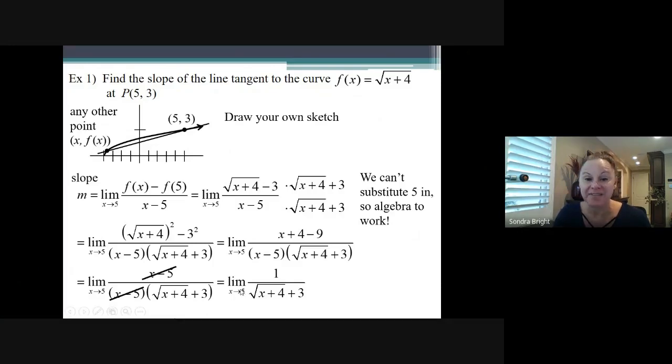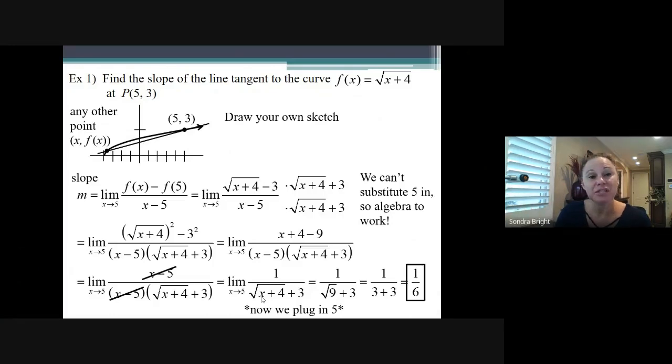Can I plug a 5 in now and not get a 0 over 0? Why, yes, I can. I can plug a 5 in there, and that'll give me the square root of 9, which is 3. So you get 1 over 3 plus 3, which is 1 over 6. So that's the slope of the tangent line right here at (5, 3).